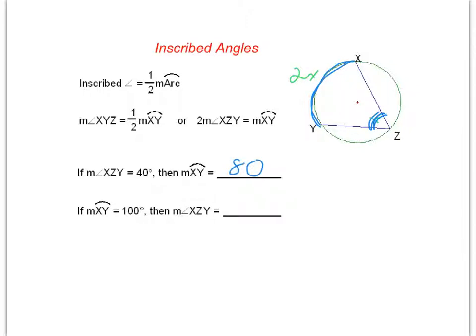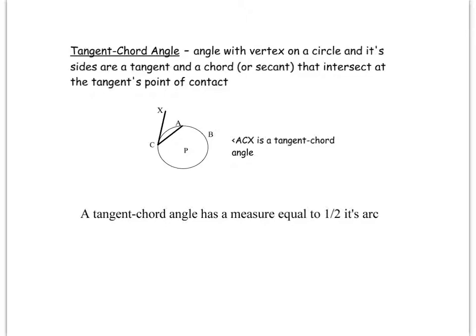Or we can go the other way. If the measure of the arc is 100, the measure of the angle is going to be half of that, which is 50. All right, the other type of type 2 angle is called the tangent chord angle, and this, I will admit, is tough to see sometimes.